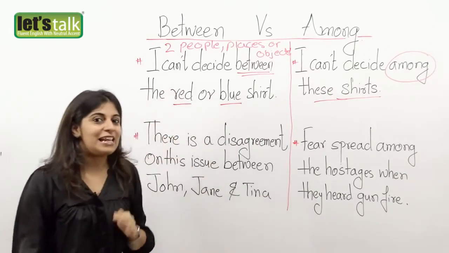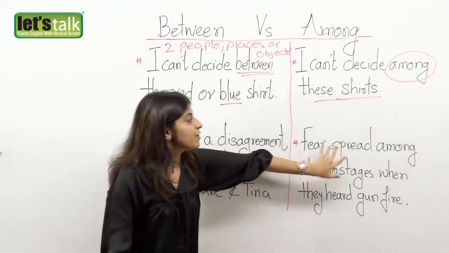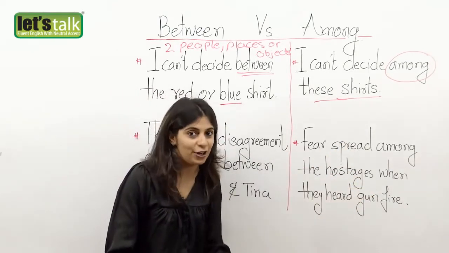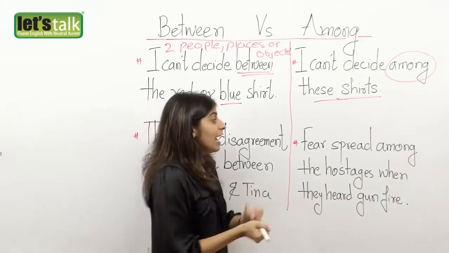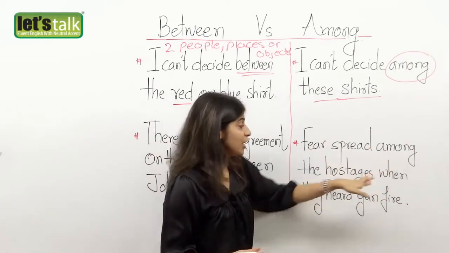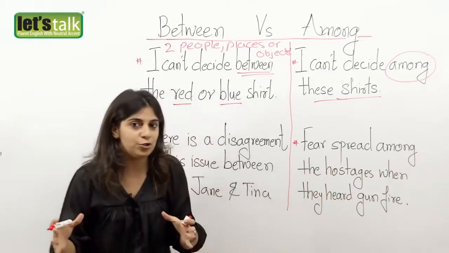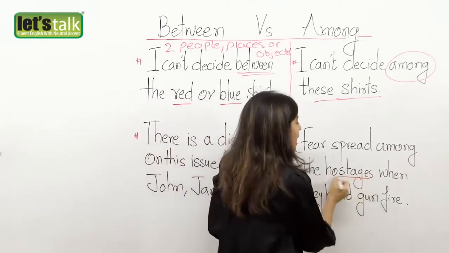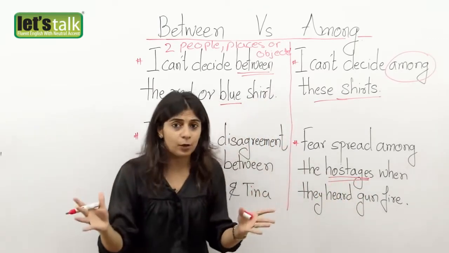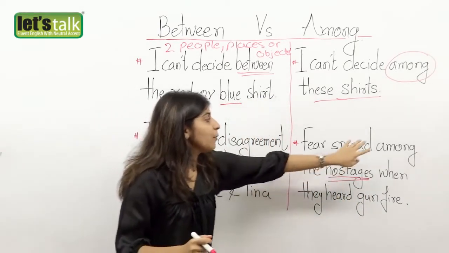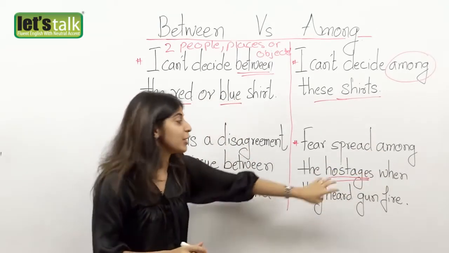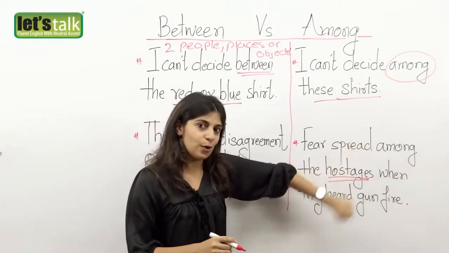So we will look at another sentence here. Fear spread among the hostages when they heard a gunfire. Here, again, we are using the word among because we are talking about a group in general. There are so many people involved. Hostages is a number of people, okay? So that's why we are using the word among. There are not just two people, there's a group, and that's why we use the word among.